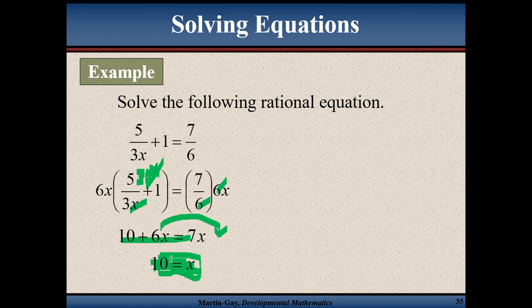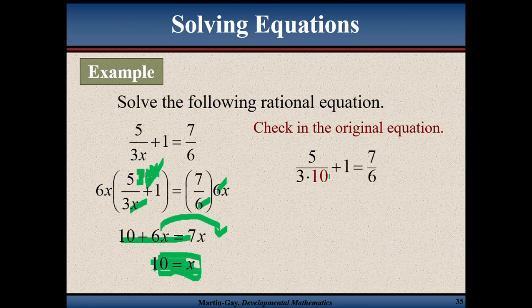Ngayon, substitute natin. Check natin sa original kung tama. So, kailangan maging 7 over 6 ito. So, 5 over 30 plus 1. So, di ba? O, tama, di ba? Kasi 1 over 6, magiging 1 over 6 yan.